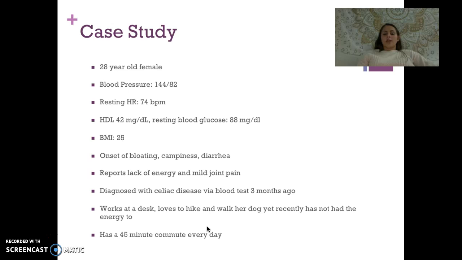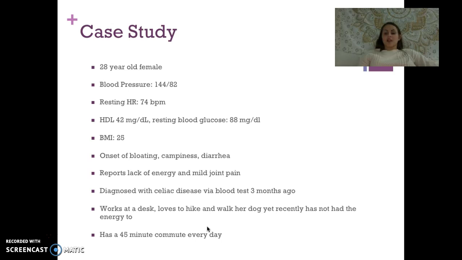For my case study, I have a 28-year-old female with a blood pressure of 144/82, resting heart rate is 74 beats per minute, her HDL is 42 milligrams per deciliter, and a resting blood glucose of 88 milligrams per deciliter. Her BMI is 25. She reports an onset of bloating, crampiness, and diarrhea, and reports a lack of energy and mild joint pain. She was diagnosed with celiac disease 3 months ago. Overall, her lifestyle is very sedentary. She has a 45 minute commute to work every day and works at a desk.